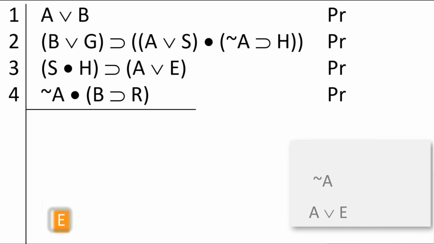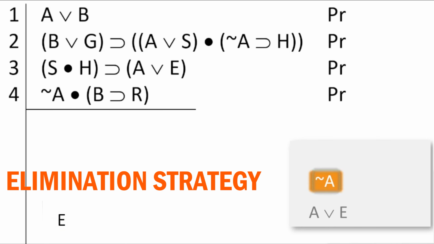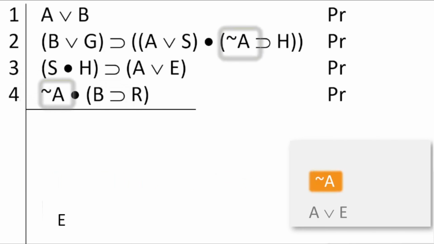But if you look carefully, you will see that, again applying the elimination strategy, we could get not A from line 4 by simplification. Note that even though we can find not A also in line 2, it occurs in the antecedent of a conditional, and of course we will not be able to get it from the antecedent. But we can get it by simplification from line 4.